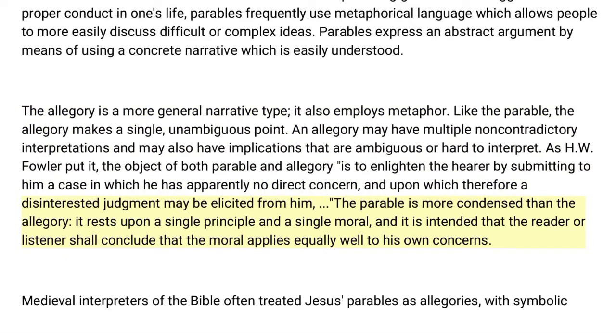The parable is more condensed than the allegory. It rests upon a single principle and a single moral, and it is intended that the reader or listener shall conclude that the moral applies equally well to his own concerns.